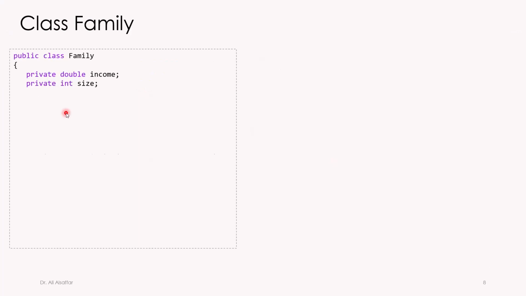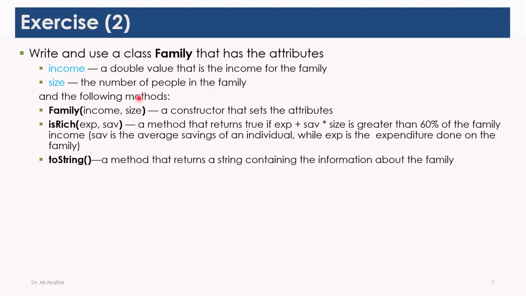Here is how we start defining the class: public class Family, and here the attributes are the data members, and we define them as private. In addition to the attributes, we need to define the following methods. We need a constructor that has two input parameters. The first is the income, the second is the size. The constructor will initialize the data members by these parameters.